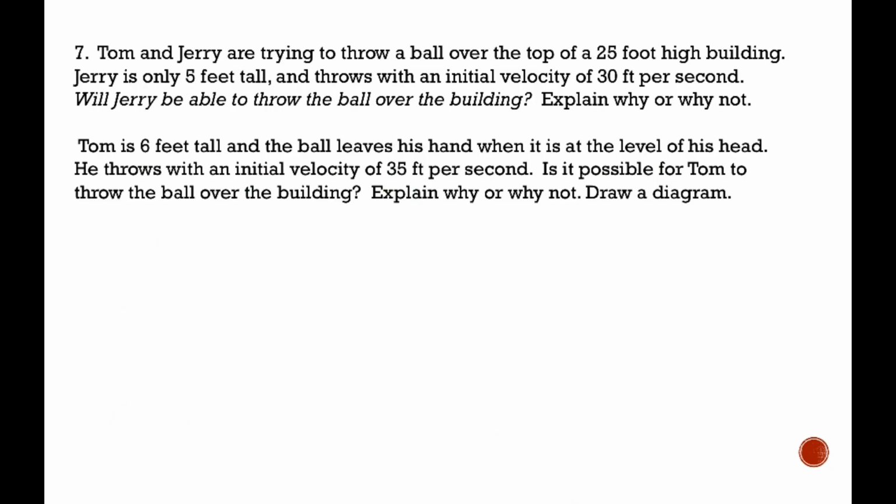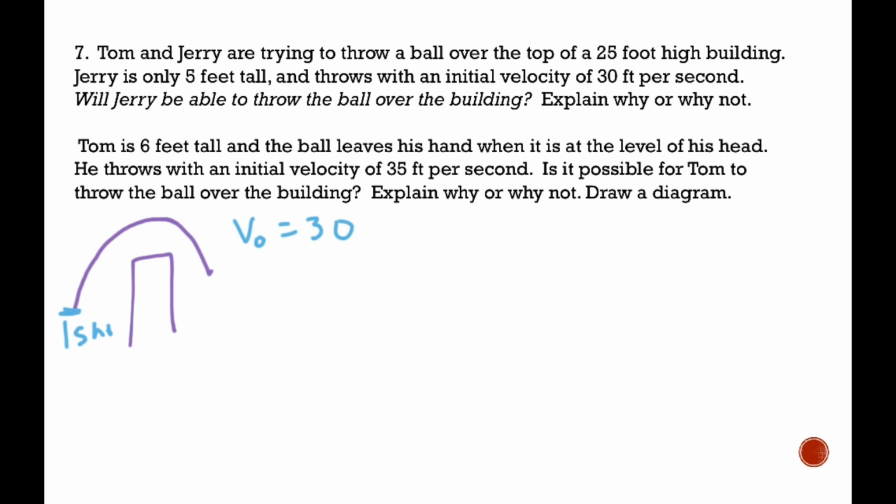For number 7, Tom and Jerry are trying to throw a ball over the top of a 25-foot high building. And so you've got this building. They're trying to throw this ball over it. Okay, now Jerry is only 5 feet tall, so the ball isn't starting on the ground, it's starting with Jerry's height. So it's 5 feet off the ground, that's the initial height. And the initial velocity is 30 feet per second. And so will he be able to clear the building?